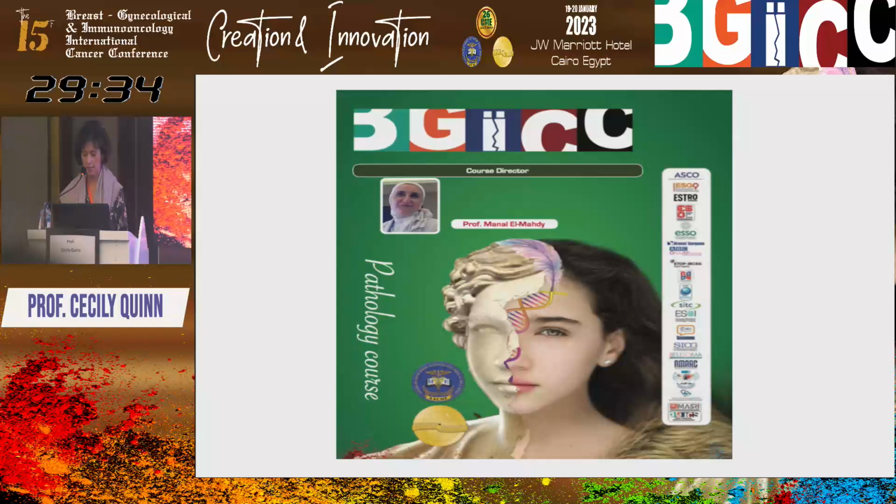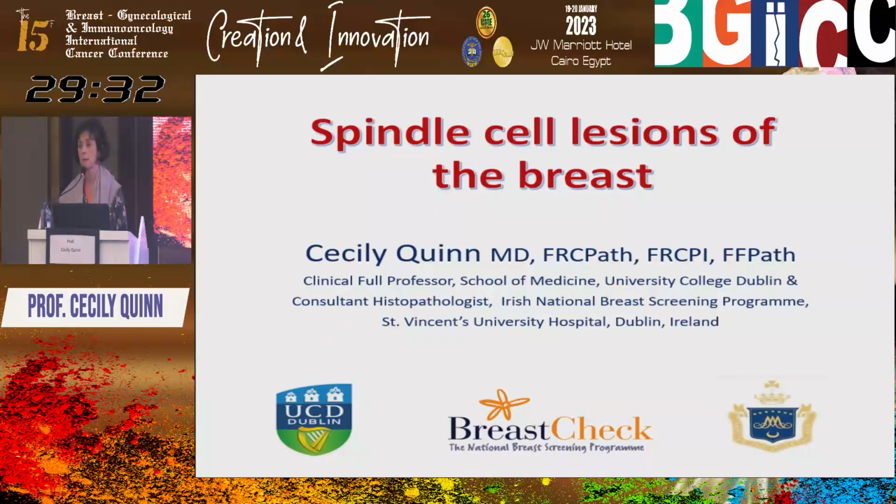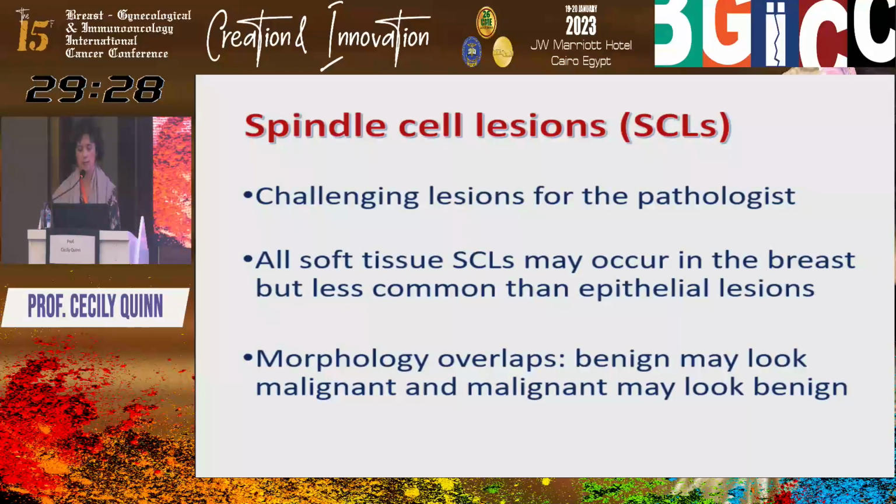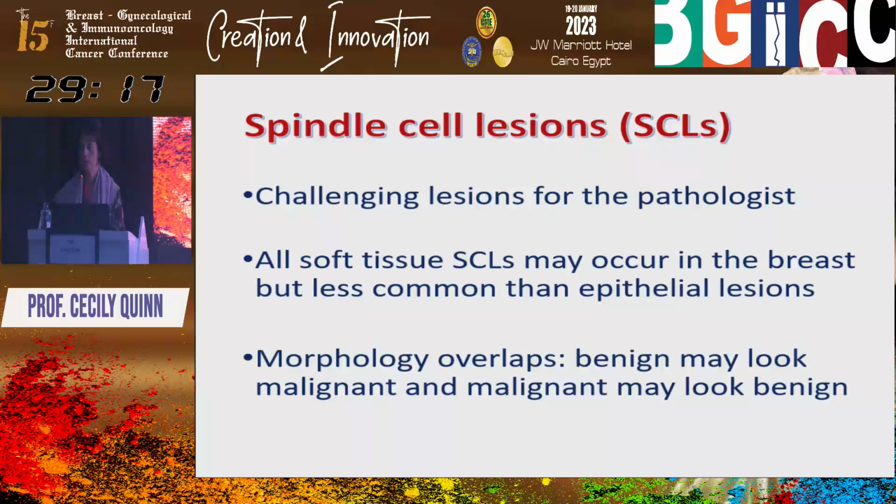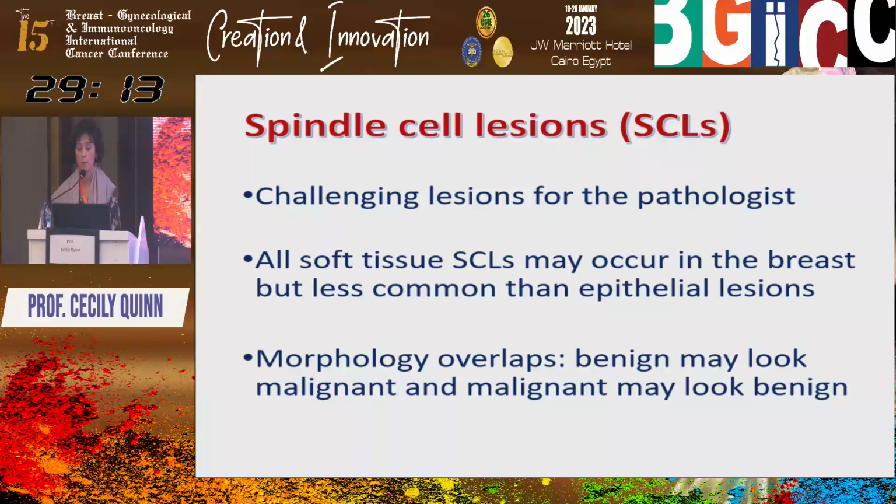So my talk today is about spindle cell lesions of the breast. Is there an echo? Or can you hear me okay? Yeah, okay, good. Spindle cell lesions of the breast are very challenging lesions for the pathologist. All soft tissue spindle cell lesions that we see in various parts of the body may occur in the breast, but they are less common than epithelial lesions.